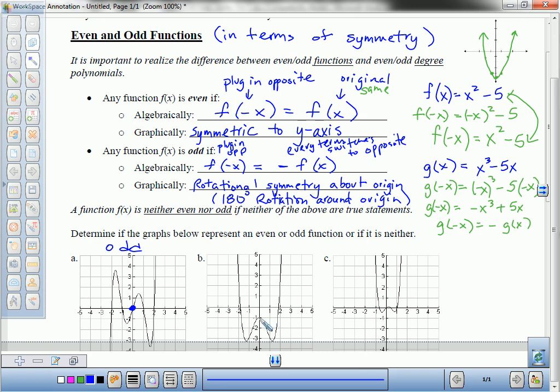Okay? Do you see this one? If I folded it right down this y-axis, it would fold on top of itself. So what kind of symmetry does that have? Even. Now, this one's tricky.